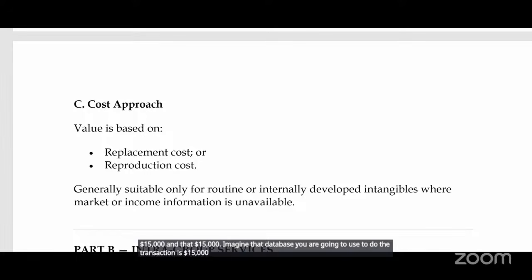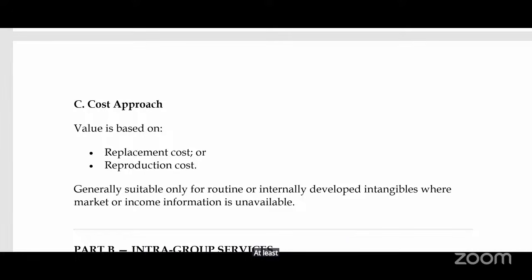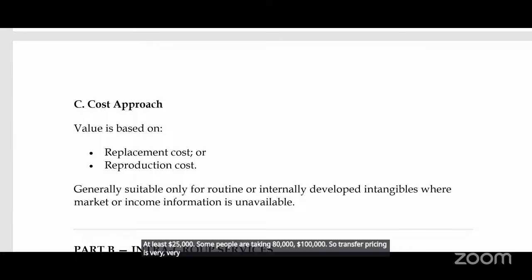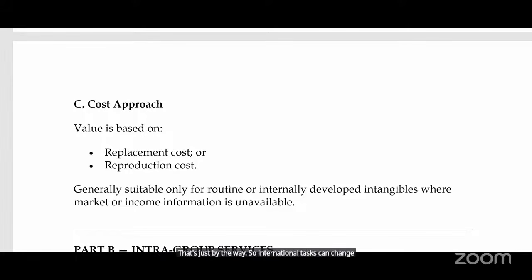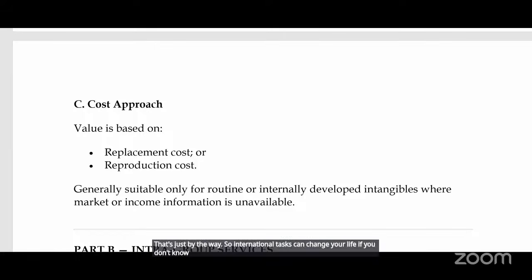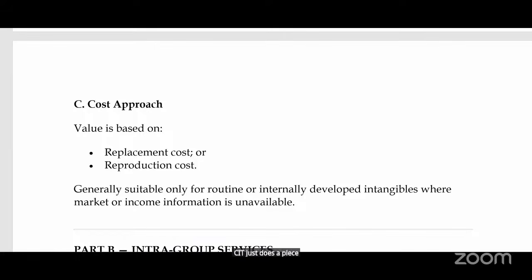How much would you charge the person? So for transfer pricing gigs, the least you can charge is mostly like $25,000. Some people are taking $80,000, $100,000. So transfer pricing is very, very lucrative. Just that people don't know. That's why it's very complex. All right, so that's just by the way. International tax can change your life if you don't know. CIT just does a piece of it. Just a piece.